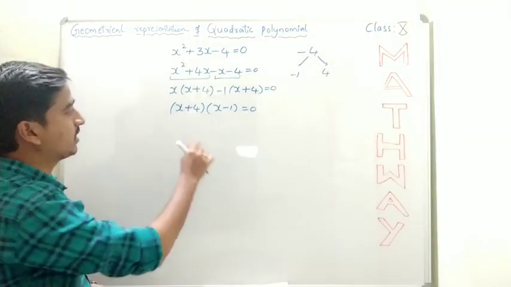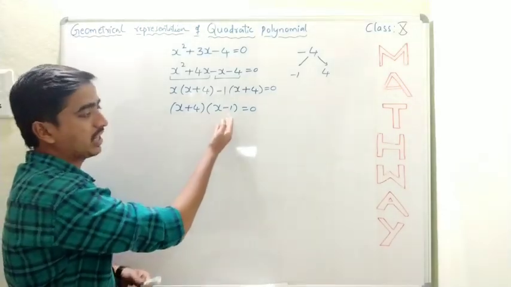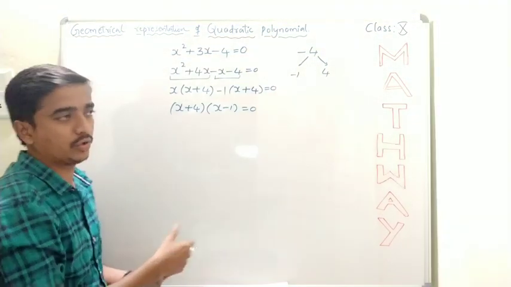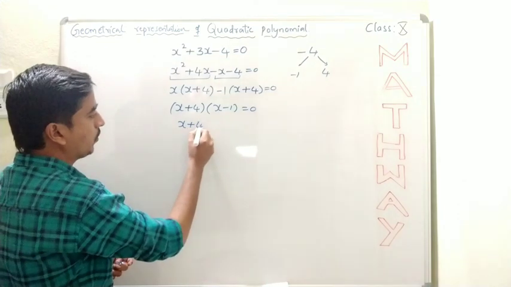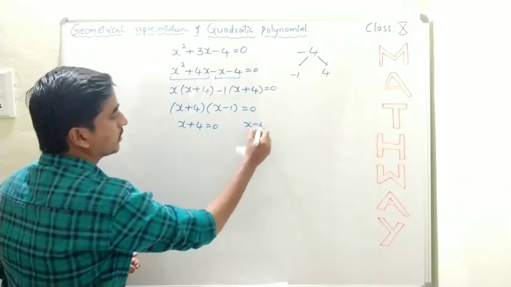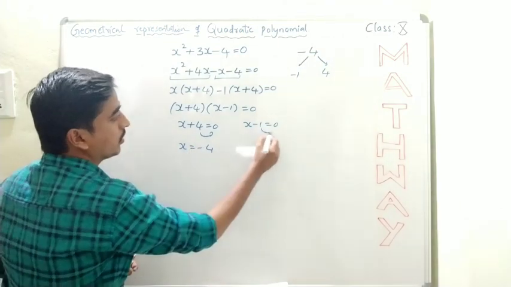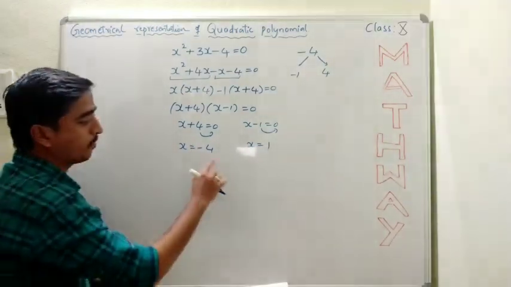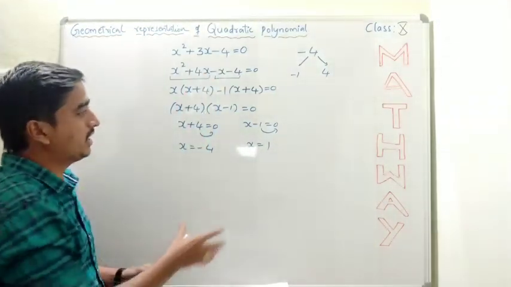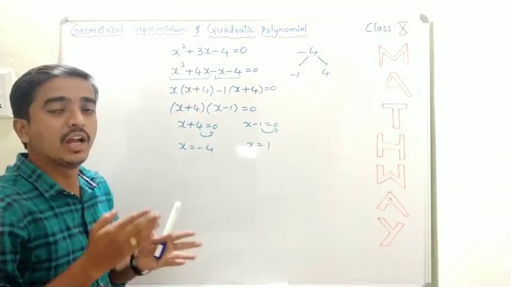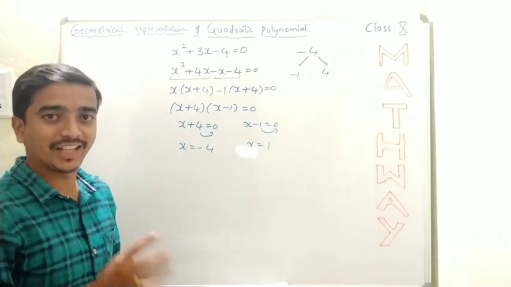This statement means the product of two terms is 0. It means either the first term is 0, or the second term is 0, or maybe both terms are 0. So make 0 for the two terms: x plus 4 equals 0 and x minus 1 equals 0. By transposing, x equals -4 and x equals 1. So -4 and 1 are the zeros of this quadratic polynomial. That is finding zeros by factorization. Now let us see finding the zeros of a quadratic polynomial by using the graph.